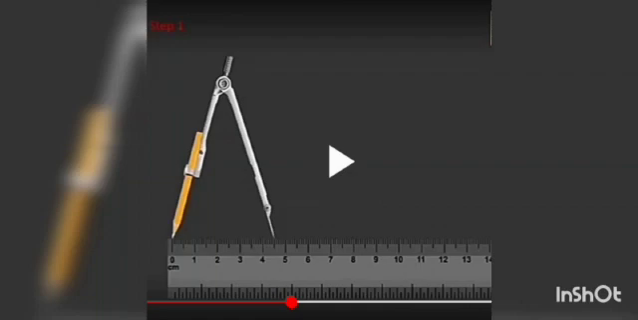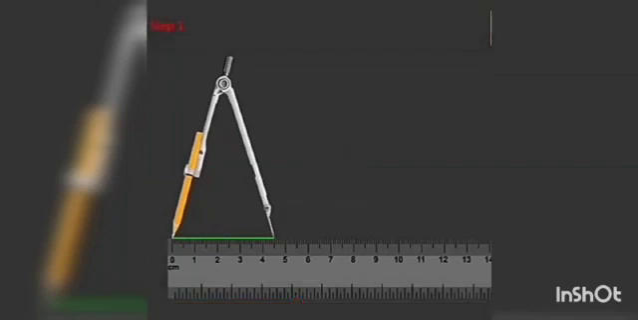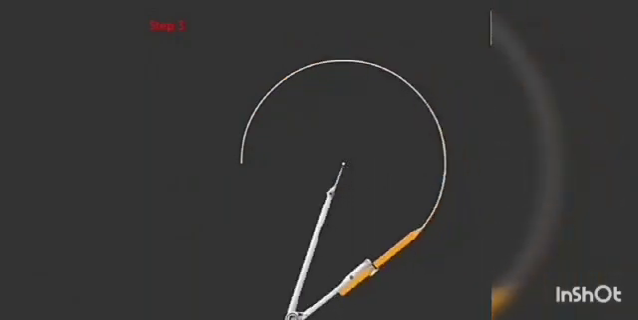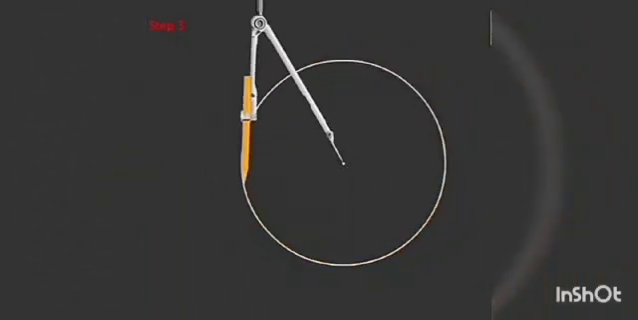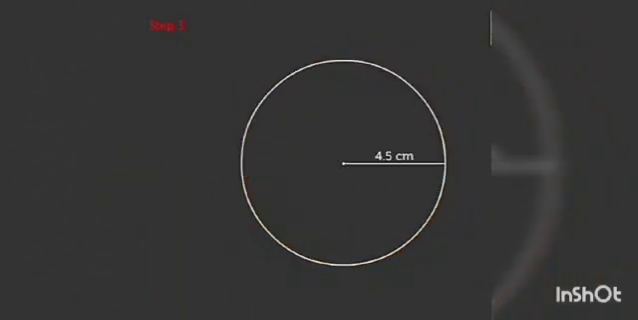Step 1. Using the scale, set the distance between both the arms as 4.5 centimeters. Step 2. Place the point of the compass on a fixed point. Step 3. Move the pencil arm around to draw the circle. And write the size, 4.5 centimeters.